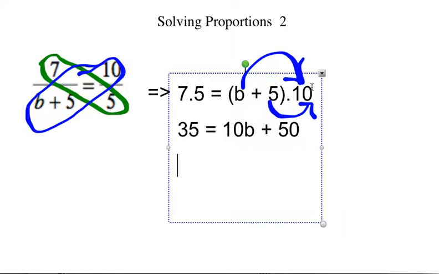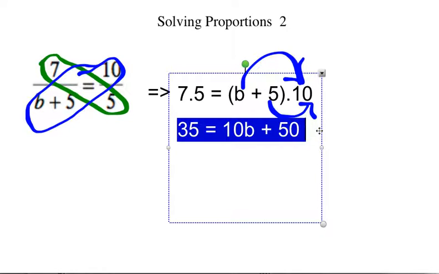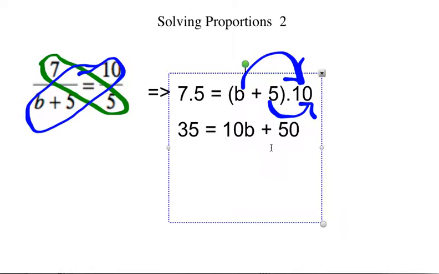Beautiful. Now, in order to find b, we have a simple second order equation. Do you remember how to solve a second order equation? Yes. The goal is finding b. What numbers are bothering us? 10 and 50 are bothering us. So first, we're going to get rid of whatever is added or subtracted next to the variable. In this case, 50 is added to the 10b. So how are we going to do that? We're going to subtract both sides by 50.